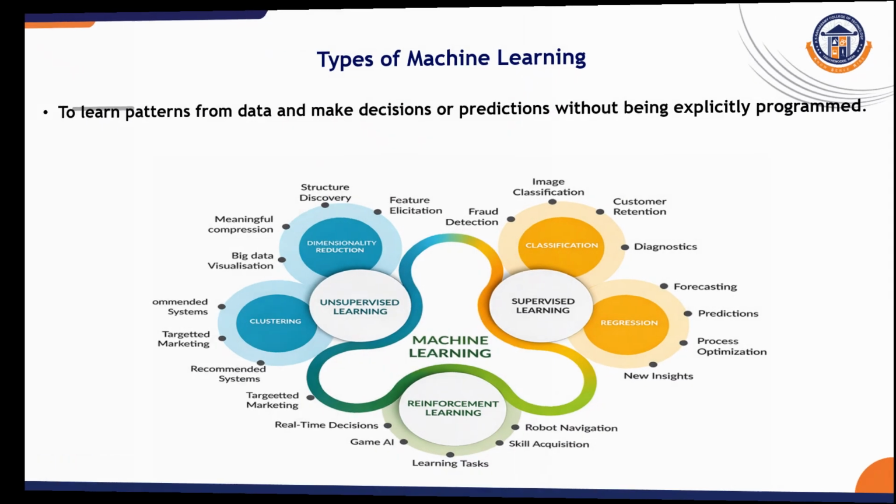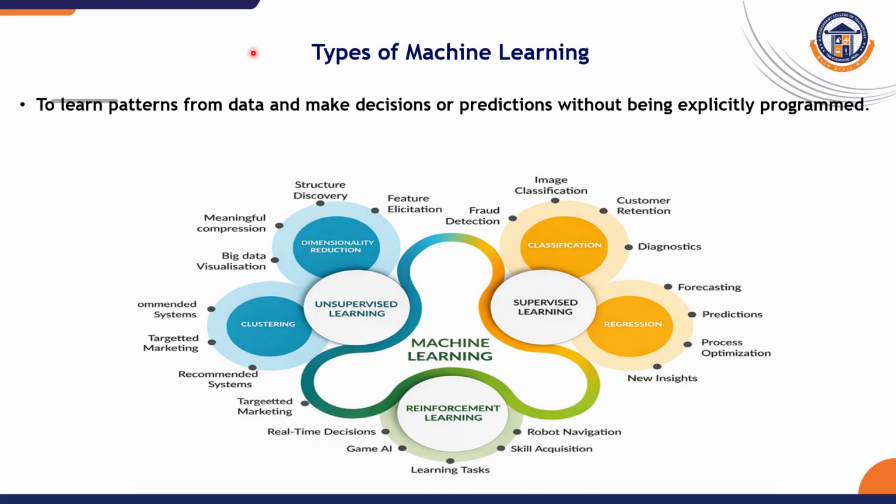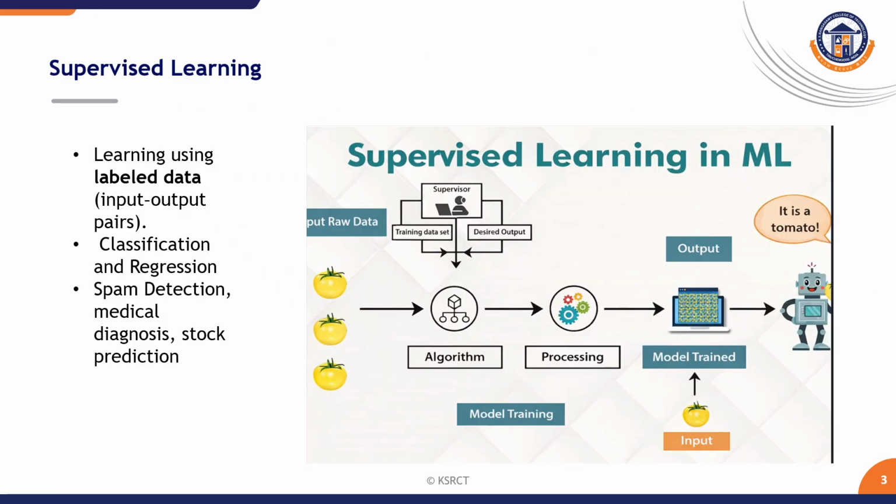In this video, we are going to see about the types of machine learning. First, I need to define machine learning. Machine learning is the capability of a machine, without explicit programming, to make predictions or decisions based on the patterns that it learns from the data. The types of machine learning are supervised learning, unsupervised learning, and reinforcement learning. We will see them one by one.